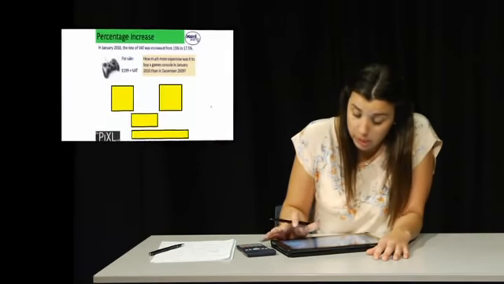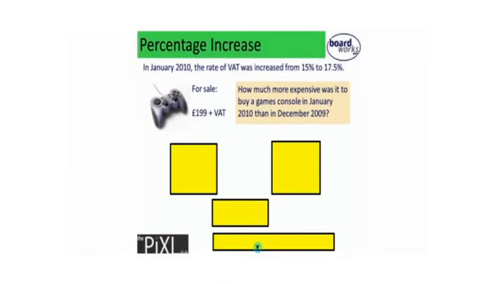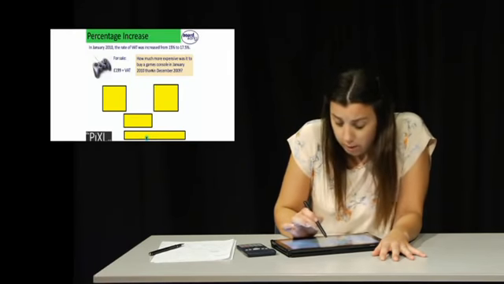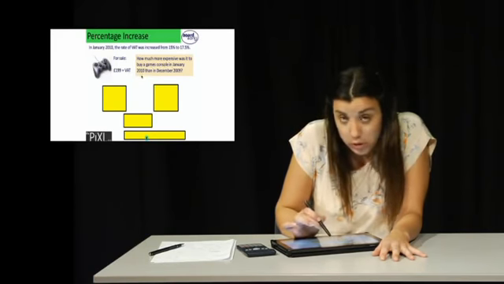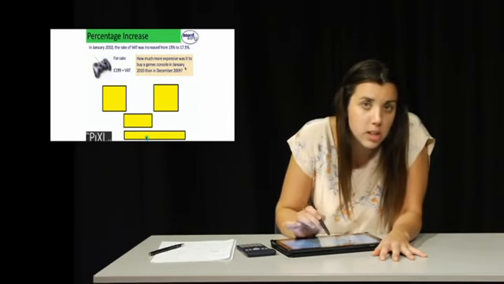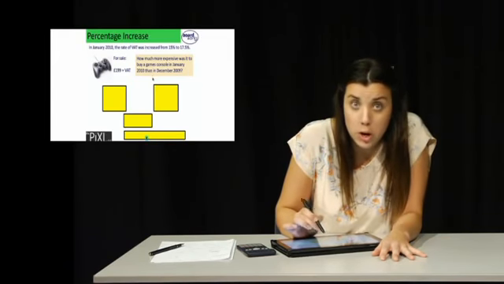So the next question I've got for you is going to combine both of those skills together. It's a question that involves VAT. It says that in January 2010, the rate of VAT was increased from 15% to 17.5%. So we've got a games console that's worth £199, add VAT. And what the question is asking you to do is how much more expensive was it to buy a games console in January 2010 than in December 2009. So you're going to have to work out the differences in the two prices with the different percentages. I'm going to give you 4 minutes for this question. Off you go.